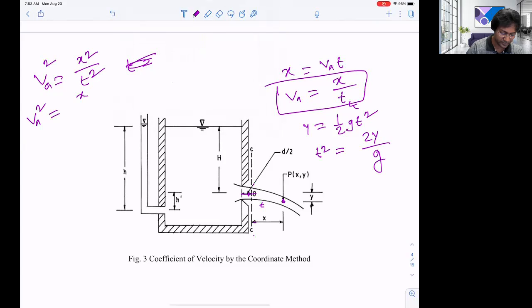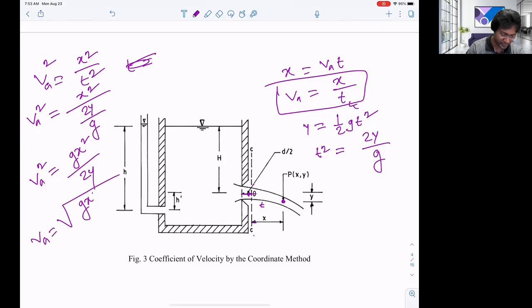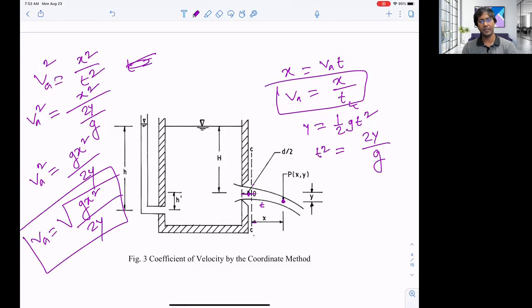So we can replace the value of t squared with 2y divided by g, right? So what will happen is VA squared is equal to g x squared divided by 2y. And if you want to calculate VA, it will be the square root of g x squared divided by 2y. So that is the equation of actual velocity. We can measure this x using our scale.